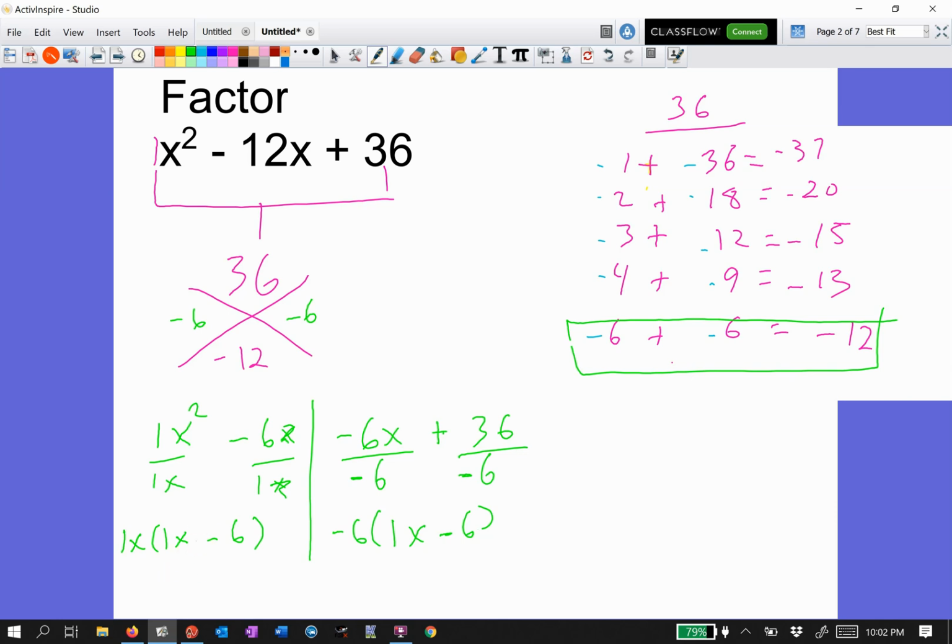So if I notice, this and this are the same. So we have 1x take away 6. And if I also notice, we've got 1x and minus 6.